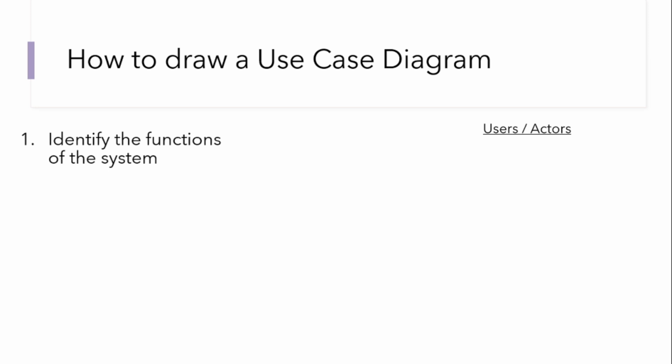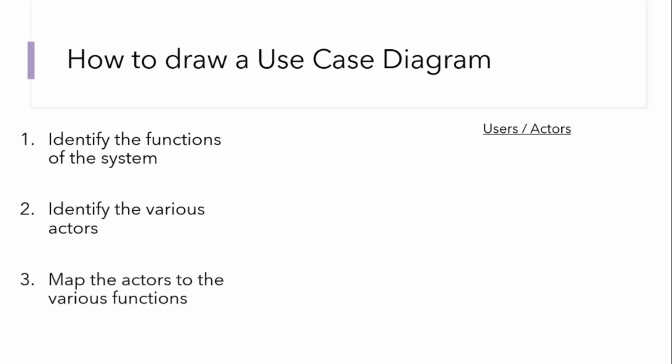So in drawing the use case diagram, the first thing you have to do is to first identify the various functions of the system. Do you get it? You first identify the various functions, then you identify the various actors, and then from there you map the various actors to the various functions.